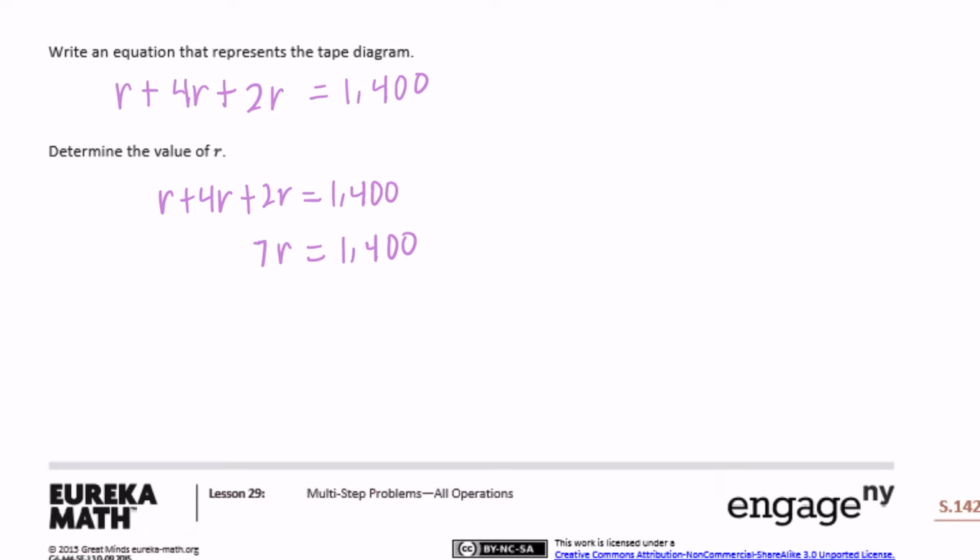So we do 7 times R. So to get rid of the 7, we need to divide by 7. And whatever we do to one side, we need to do to the other side. So then just R would be equal to 1,400 divided by 7. We know 14 divided by 7 is 2. So 1,400 divided by 7 would be 200. So R is equal to 200.